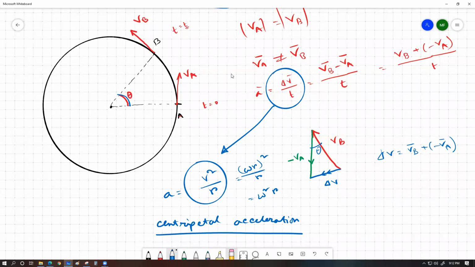Notice that the direction of delta v is towards the center. So the way circular motion always works is that the force or the acceleration always works towards the center. This is the direction of the acceleration, which is always perpendicular to the velocity. And because the force is always working perpendicular to the motion, or perpendicular to the instantaneous displacement, circular motion never does any work.